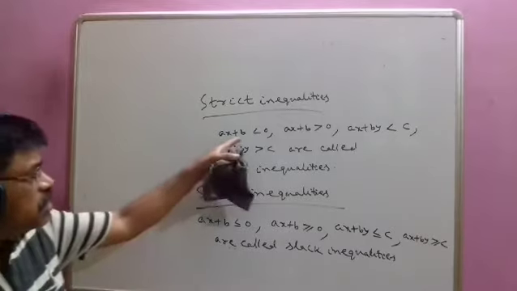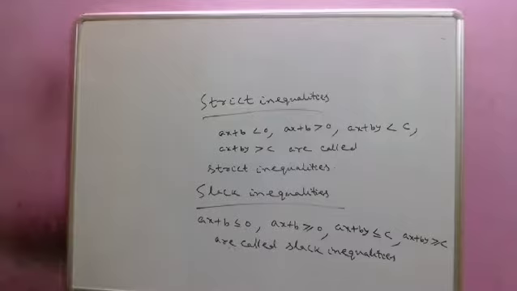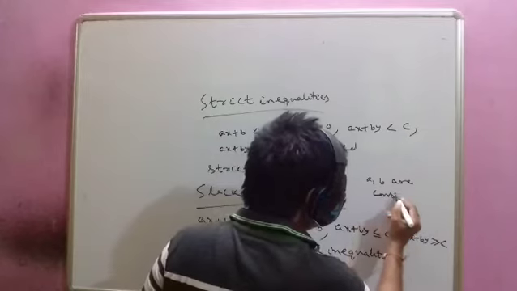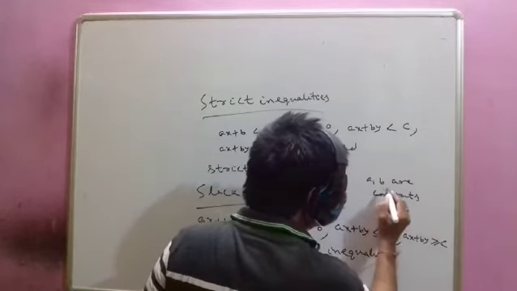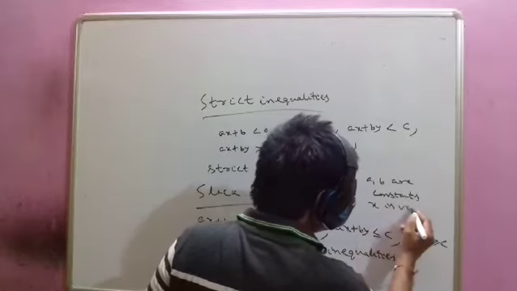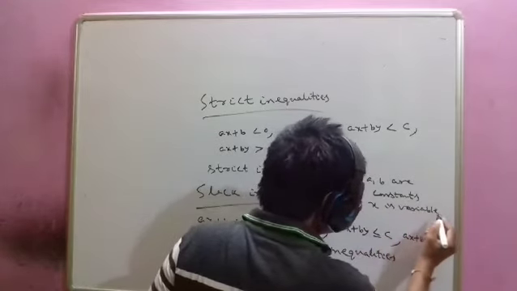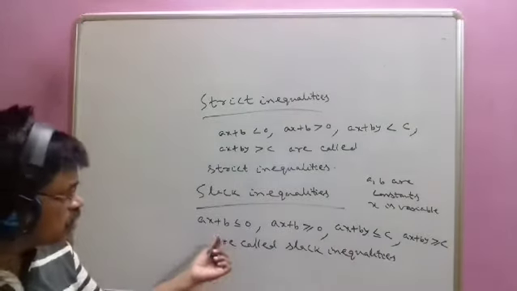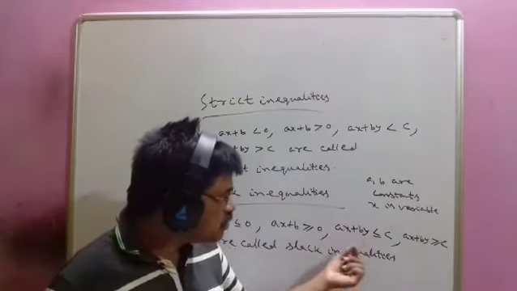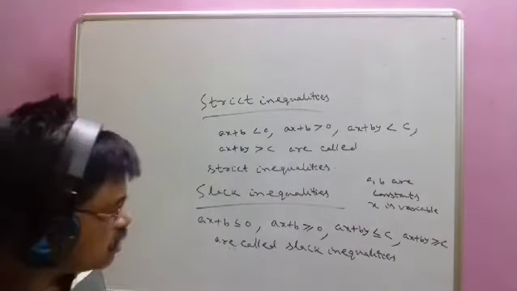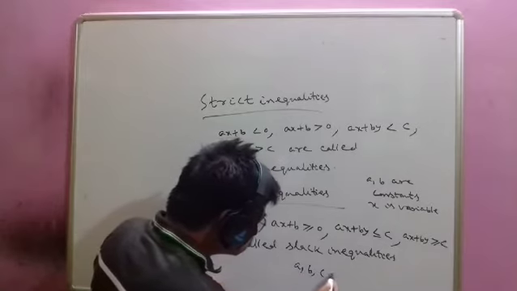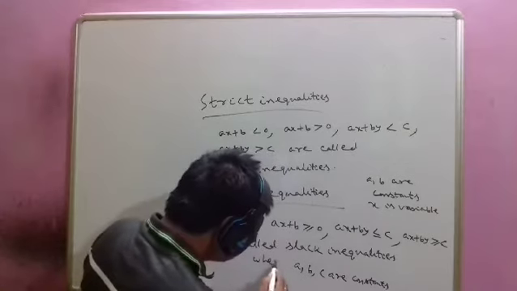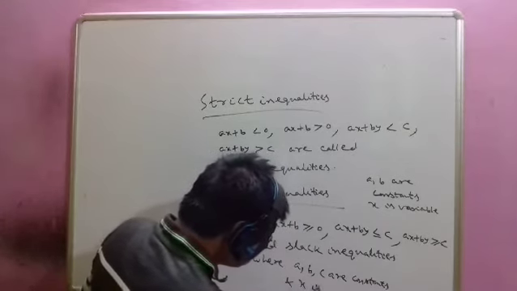Here a, b are constants and x is variable. And here a, b, c are constants, x is variable. Here a, b, c, x plus k less than c, where a, b, c are constants and x is variable.